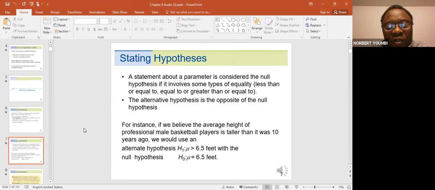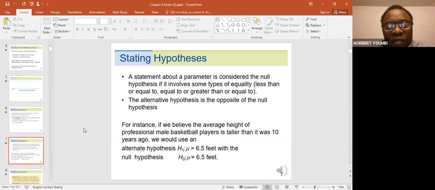There are generally two types of hypotheses in statistical hypothesis testing. The null hypothesis, which is generally the statement being tested, involves an equality. So if a claim is made about a parameter, and that claim involves statements such as less than or equal to, or greater than or equal to, then that statement is a null hypothesis.